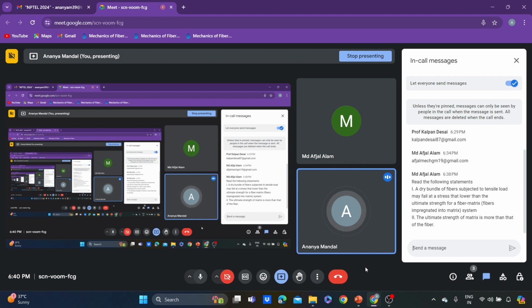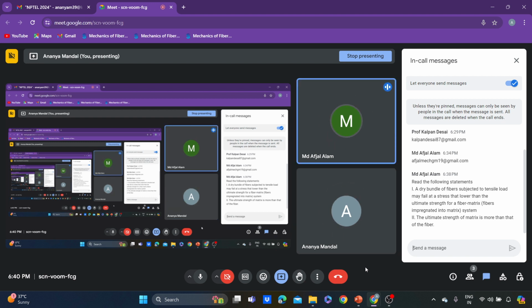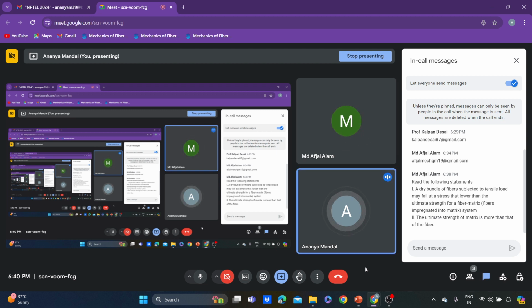Did you understand? Highest will be your fiber bundle strength. Then the composite, whose ultimate strength is lower than fiber, and then the lowest is matrix. Okay.